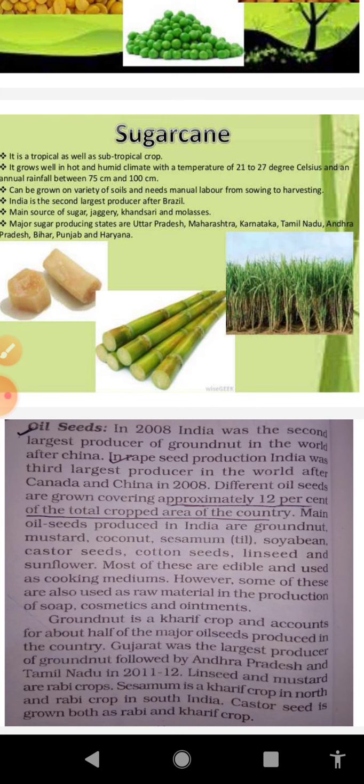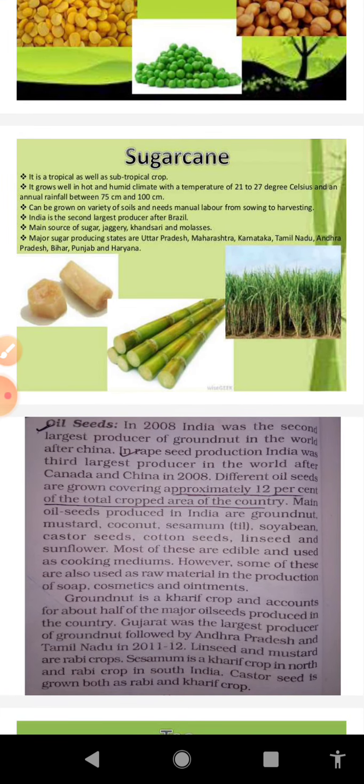Soil. It can be grown on well-drained fertile soil. Well-drained in the sense the soil in which accumulation of water does not take place, the soil in which water seeps inside very quickly, very easily. It can be grown on a variety of soil including black soil, alluvial soil, loamy and reddish loam. But the best soil is alluvial soil of the Ganga plain and black soil of southern India.